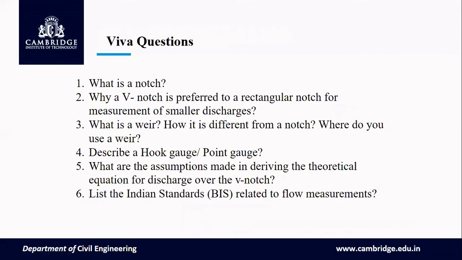Some of the viva questions that examiners may ask: What is a notch? Why is a V notch preferred to a rectangular notch for measurement of small discharges? What is a weir? How is it different from a notch? Why do you use a weir? Describe wood gauge and point gauge. What are the assumptions made in deriving the theoretical equation for discharge over a triangular notch? What are the Indian standards related to flow measurements? These are some viva questions some examiners may ask. You have to note them down.